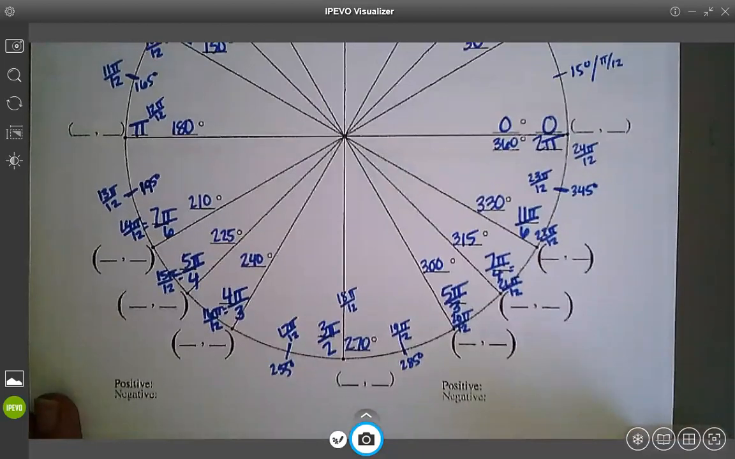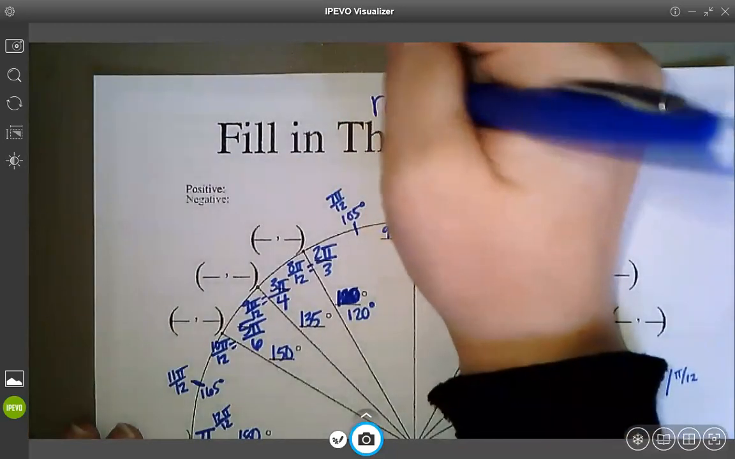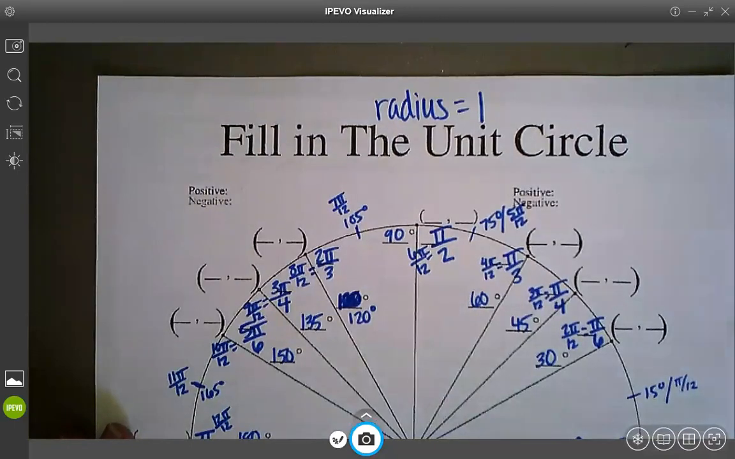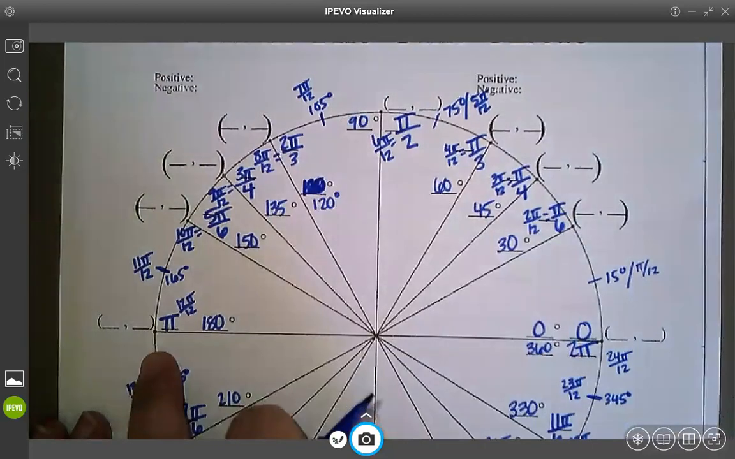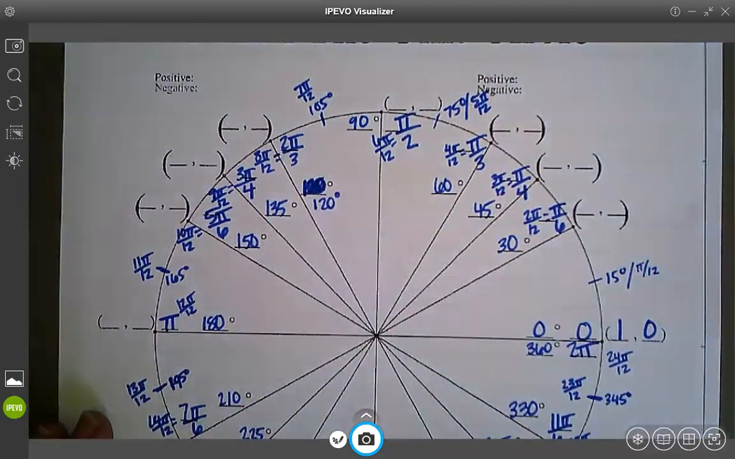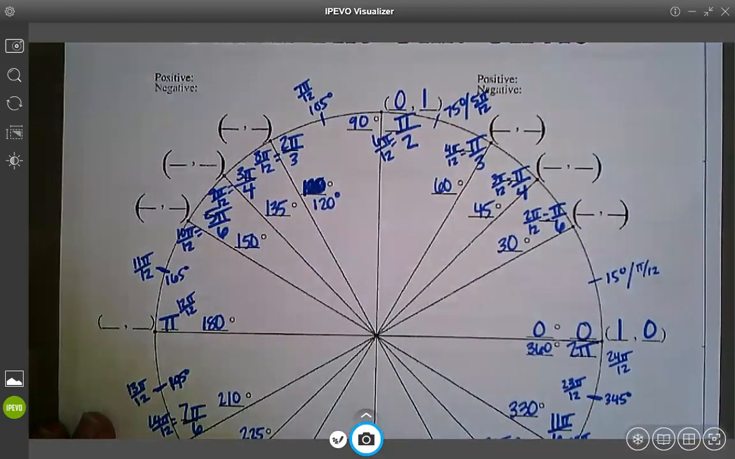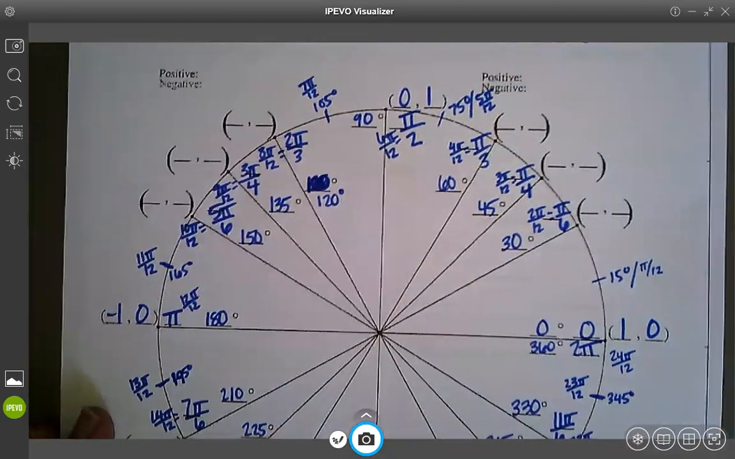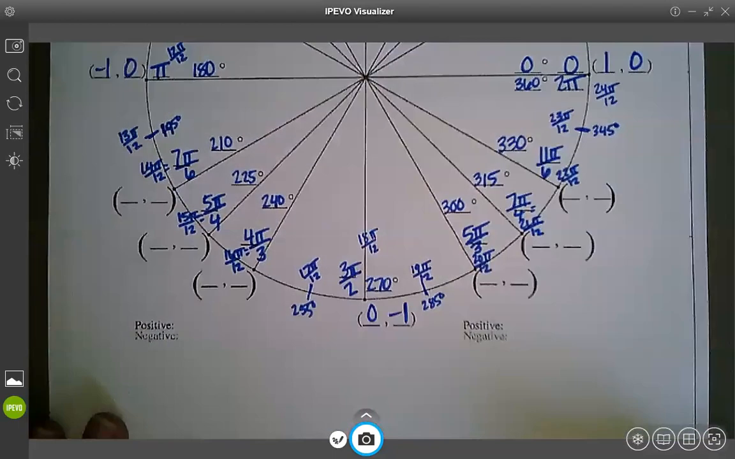So then my coordinates. The radius of the unit circle is always 1, hence the name unit circle. We have 1 unit. So we can do our quadrantal points pretty simply. My radius here, I've got (1, 0). My point here would be (0, 1). At pi would be (-1, 0). And at 3 pi over 2 would be (0, -1).